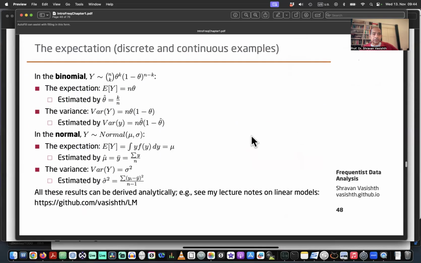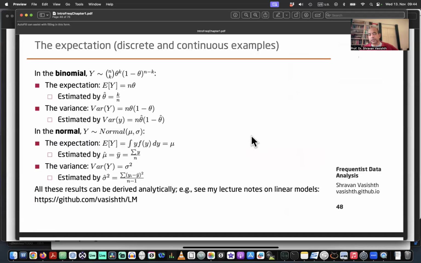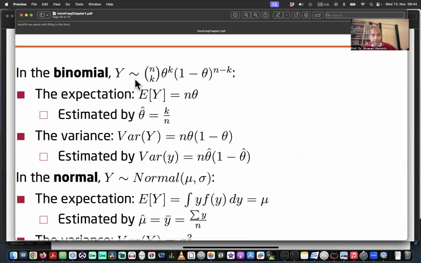Okay, so some important results that we should be aware of. In the binomial distribution, remember the probability mass function of the binomial is this one here, right? And so the expectation of the binomial is n times theta, where n is the number of trials and theta is the probability of success, right? And we estimate the theta. Remember that the theta is the probability of success. In a real experiment, we don't know that probability. We can only estimate it from the data.